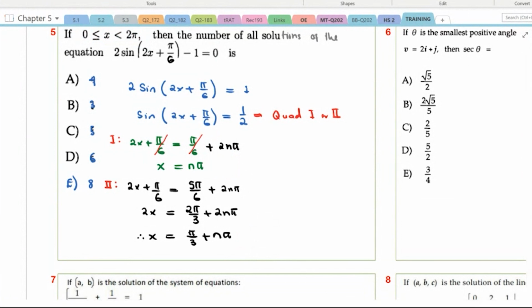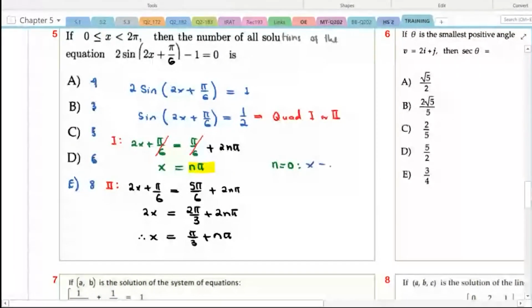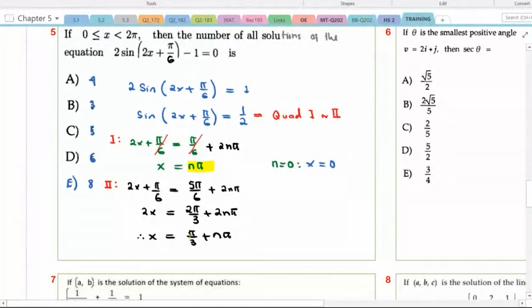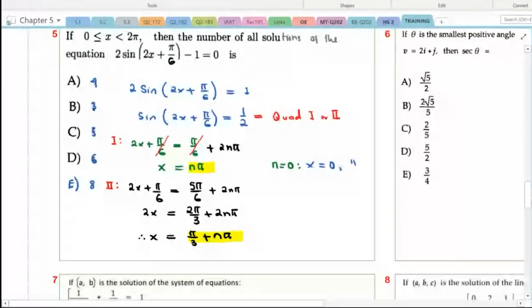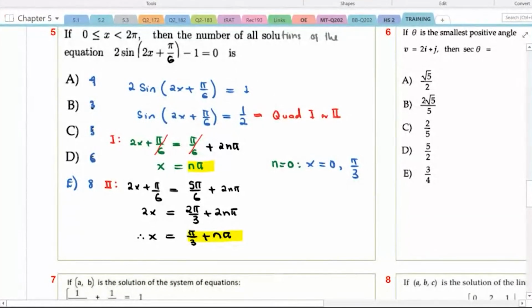We are going to look at different cases. The case when n is equal to 0. If n is equal to 0 and you substitute here, we get x equal to 0. If we substitute n equal to 0 here, we get x equal to pi over 3.